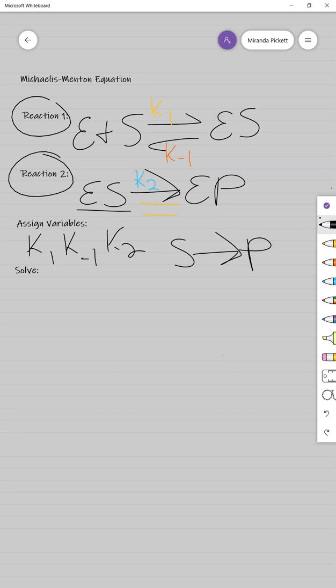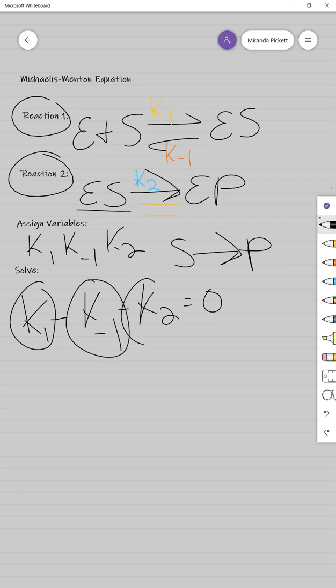So we're going to solve using the steady state approximation, which just means that the enzyme substrate complex is going to equal the sum of all the reactions that are working to decrease its concentration. Or you could say that K1 minus K-1 minus K2 is equal to 0. And basically K1 here creates the enzyme complex, while K-1 and K2 consume it.